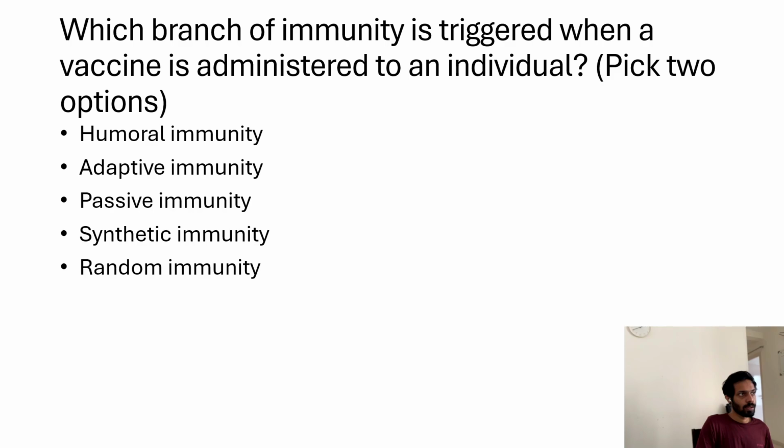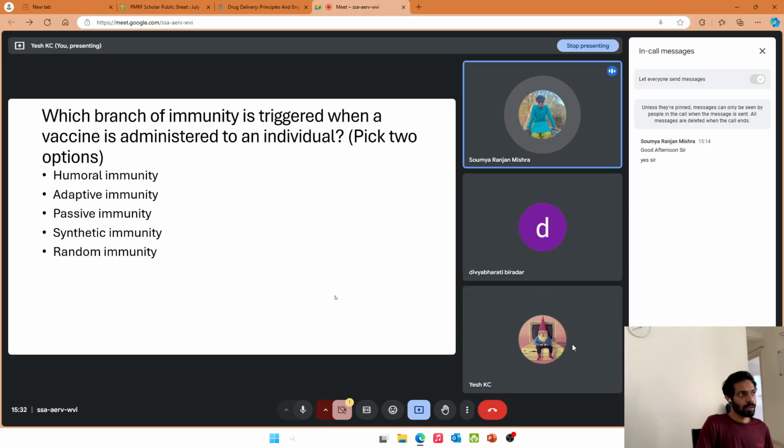Okay, moving on. Which branch of immunity is triggered when a vaccine is administered to an individual? Is it the humoral immunity, adaptive immunity, passive immunity, synthetic immunity, or random immunity? Yeah, adaptive immunity and humoral immunity. Correct. So what is humoral immunity? Humoral basically means blood, so antibody mediated immunity. Correct. And what is adaptive immunity?